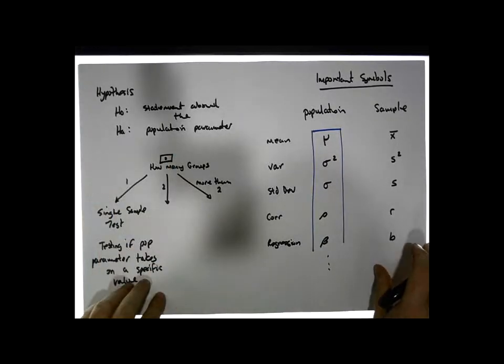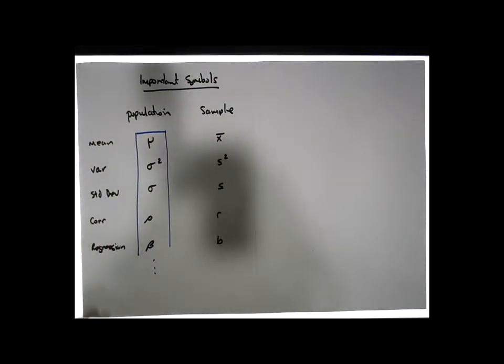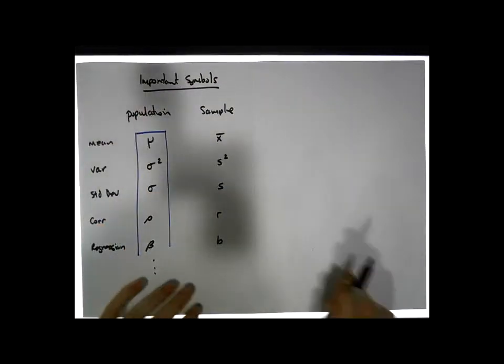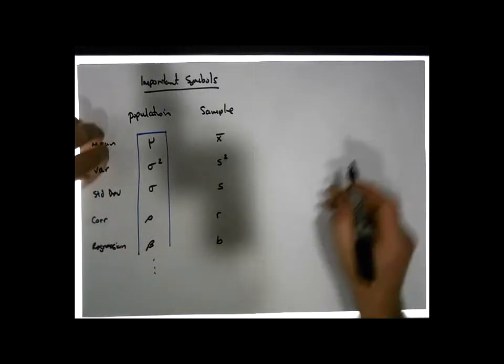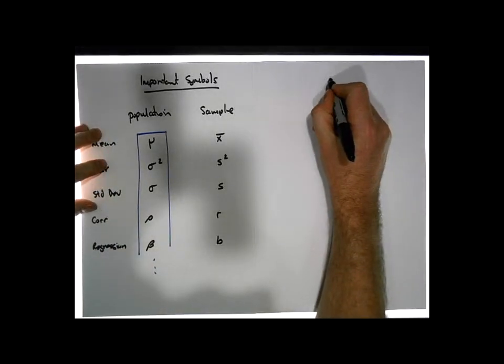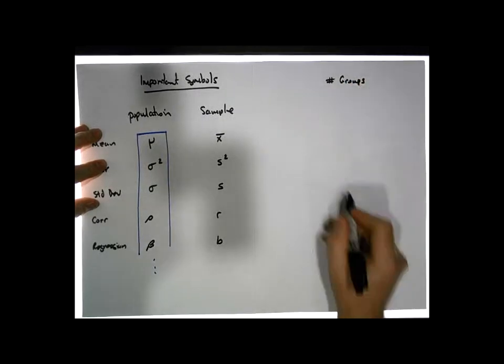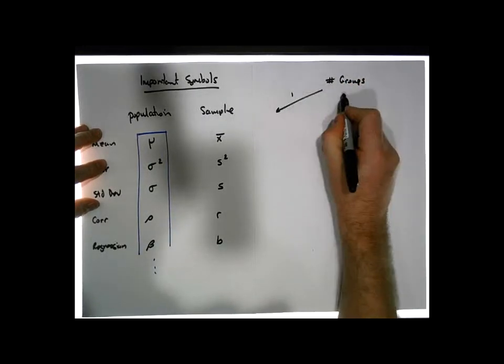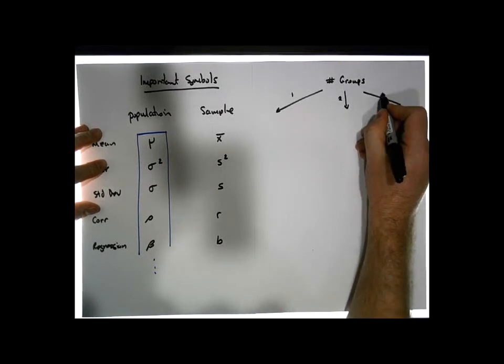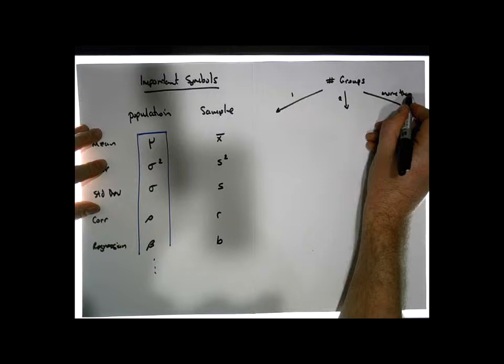Maybe I'll make this a little bit bigger here, just so that I have a bit more room. So let's go back to this here again. Let's keep our parameters over here because there are so many different tests that we can undertake. The first question is the number of groups that we have. So how many groups have we got? Do we have one group? Do we have two groups? Or do we have more than two?